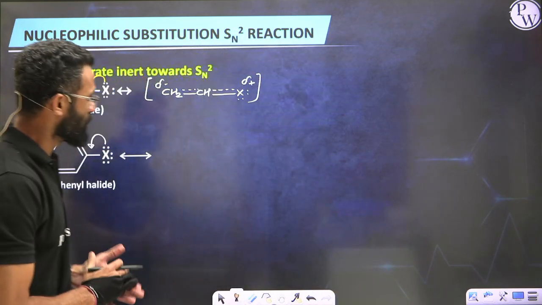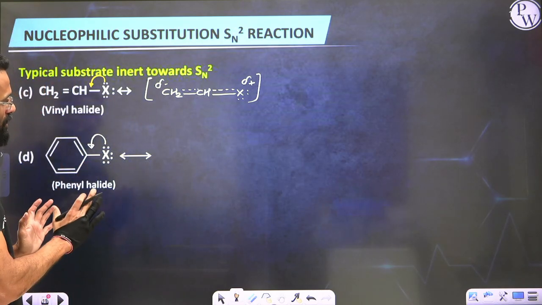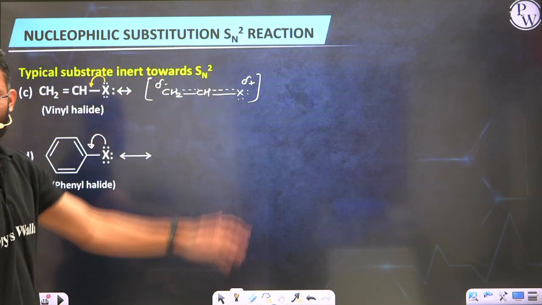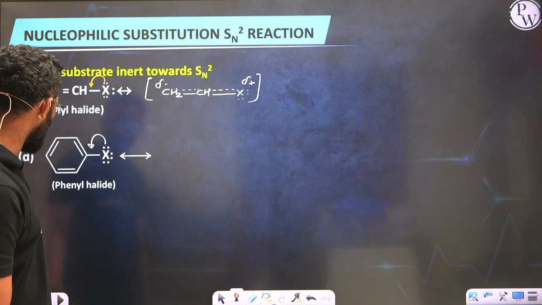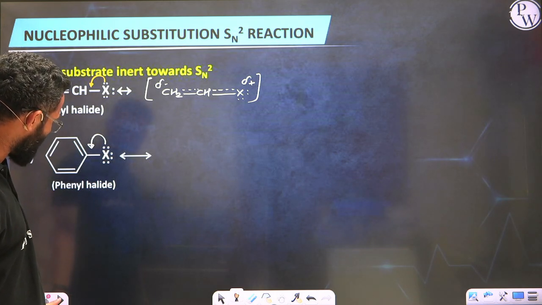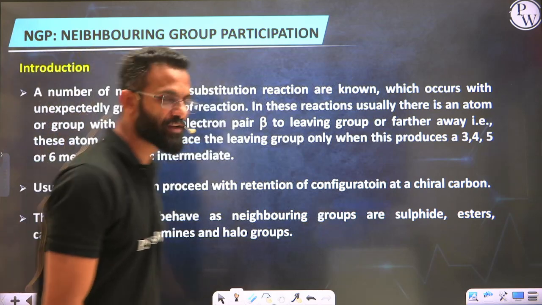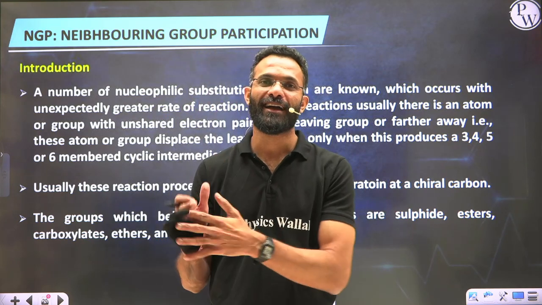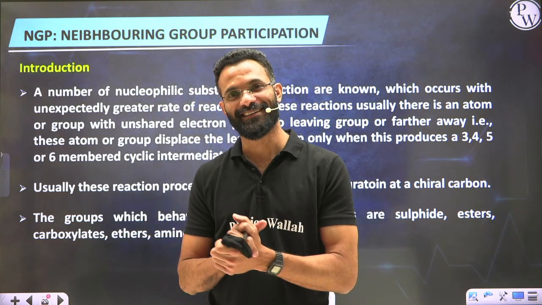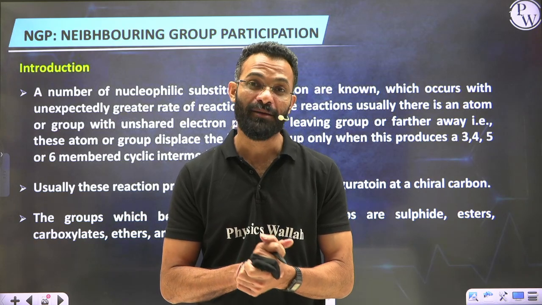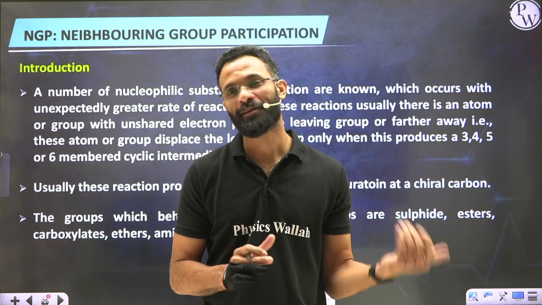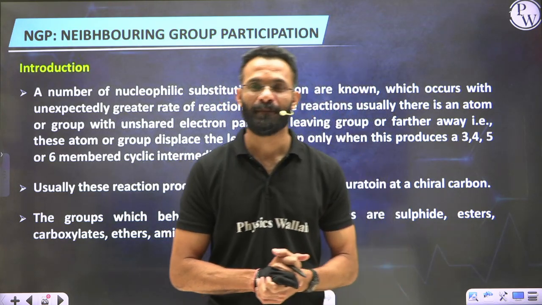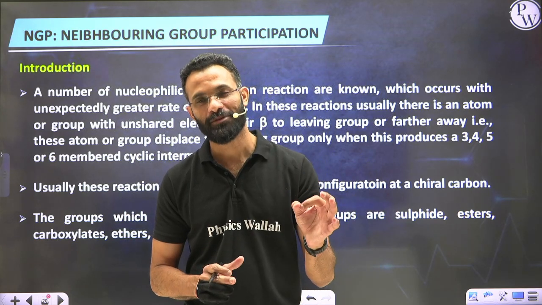As of now, we will say if those conditions are not maintained, then vinyl halide and phenyl halide will be inert towards SN2. So guys, that was all about typical substrates for SN2, and this finishes our SN2 reaction mechanism as well. So dear students, we studied SN1 and SN2 reaction mechanisms in detail. Of course, we are going to study some examples and questions on this part in the later part of this session. But as of now, we'll have to learn one more important reaction mechanism, that is neighboring group participation.